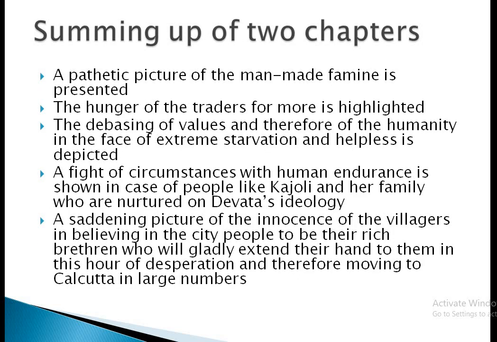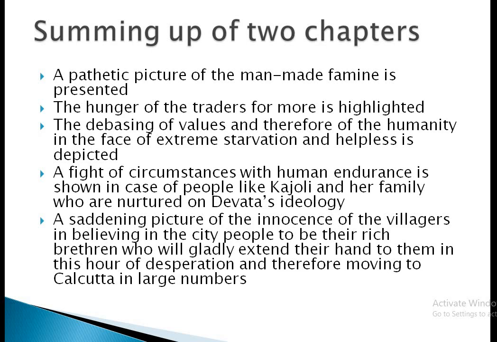While summing up these two chapters, we can say that a pathetic picture of man-made famine is presented in these two chapters. The hunger, the exploitation by the traders is highlighted, and the debasing of values, and therefore of humanity, in the face of extreme starvation and helplessness is depicted. We see also a fight of circumstances with human endurance, which is shown in people like Kajoli and her family, who are nurtured on Devdas's ideology. Therefore, they are ready to fight the circumstances.